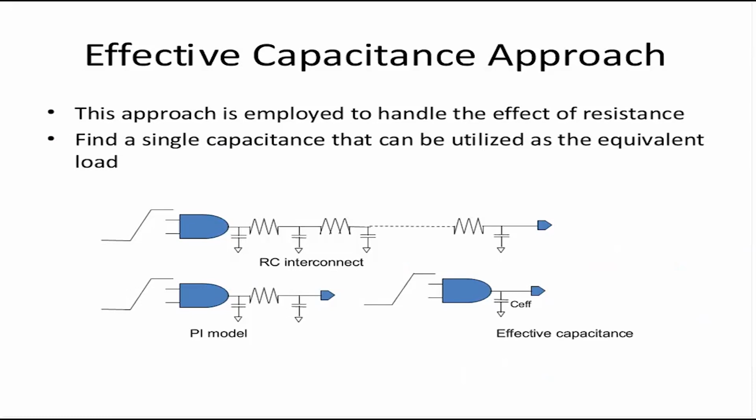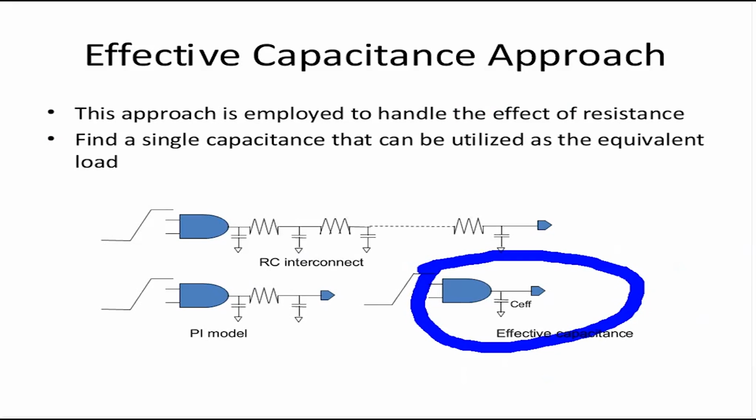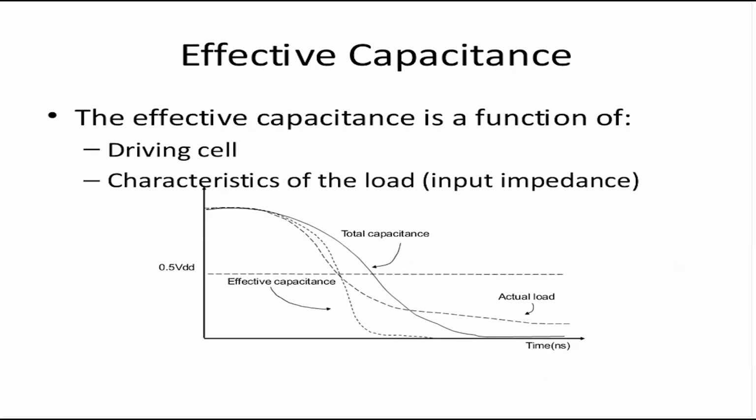So what will PrimeTime do? It will reduce this RC interconnect into something like this, where this is the driver model and this is the C effective. C effective is nothing but a single cap value which will replace the load, right? Now effective capacitance, as we discussed before, is a function of so many things. So this is, let's say, one particular graph where the total capacitance is mapped, the actual load is mapped, and then effective capacitance is calculated. Now we see that there is obviously some difference, so this effective capacitance would be different from the total cap.